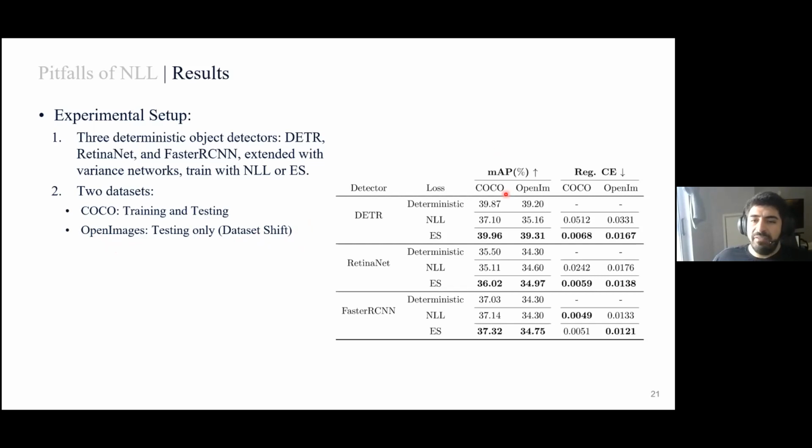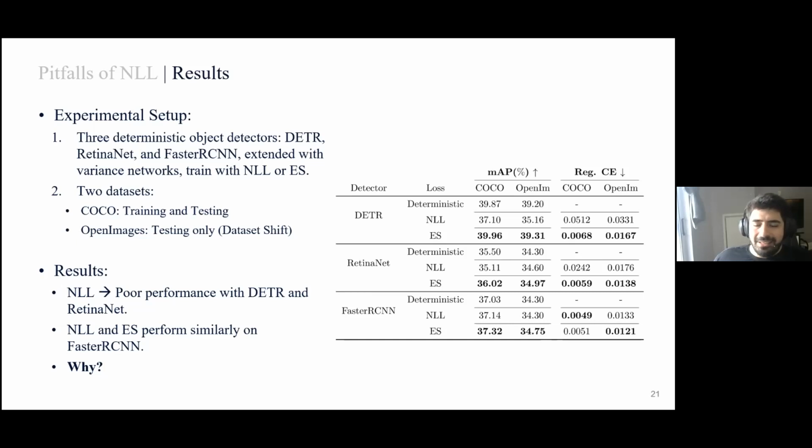We start our evaluation using non-proper scoring rules first, and we observe that for DETR and RetinaNet, the energy score provides much better calibrated predictive distributions, in terms of regression calibration error, than the negative log likelihood. However, for Faster RCNN, the results are mixed. It's inconclusive. Why does this happen?